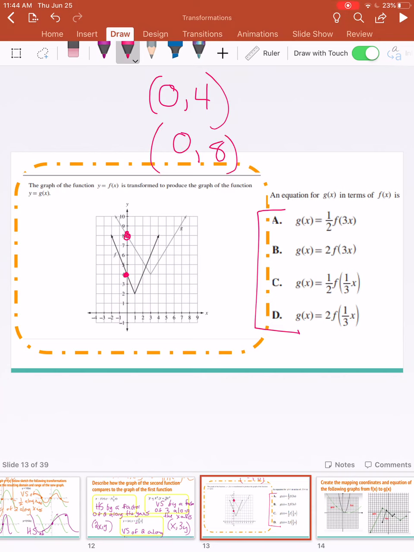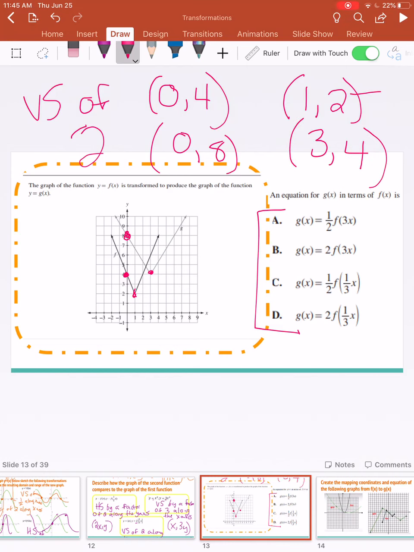So that tells me there's probably a vertical stretch of 2 in order for me to get from that 4 to 8. Now I'd also look at the vertex. So my original graph had a vertex of 1, 2, and my new graph had a vertex of 3, 4. So again, we see that vertical stretch of 2, but we also see a horizontal stretch of 3. So all those x variables are getting times by 3.